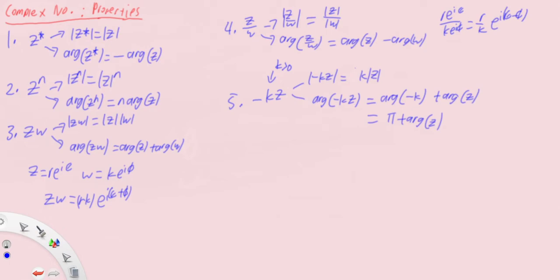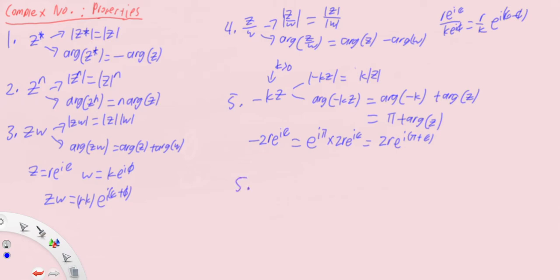You need to do this conversion, especially with re^(iθ). If you have, let's say, minus 2re^(iθ), where we know that θ is in the principal range and r is positive, you need to change this, because we can't leave the modulus being negative. So you change it to e^(iπ) times 2re^(iθ), and hence, as you can see, we have 2re^(i(π plus θ)). You notice that the argument is pi plus the argument of z. k is now 2, so we have 2 times r.